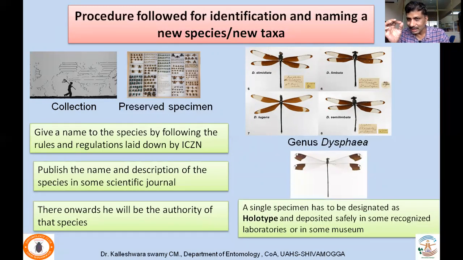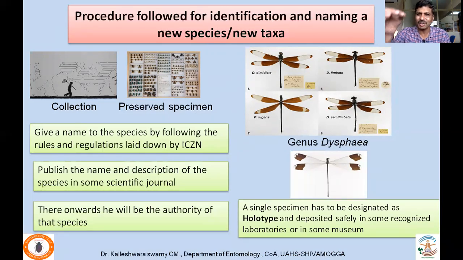Now, whatever the species is, there will not be a single individual. You know that species are groups of interbreeding individuals. So one specimen cannot become a species in nature; there must be a number of individuals. He might have collected 8 or 10 specimens. Out of those, he takes out the best specimen, maybe a single specimen, which has to be designated as holotype and deposited safely in some recognized laboratory or museum.